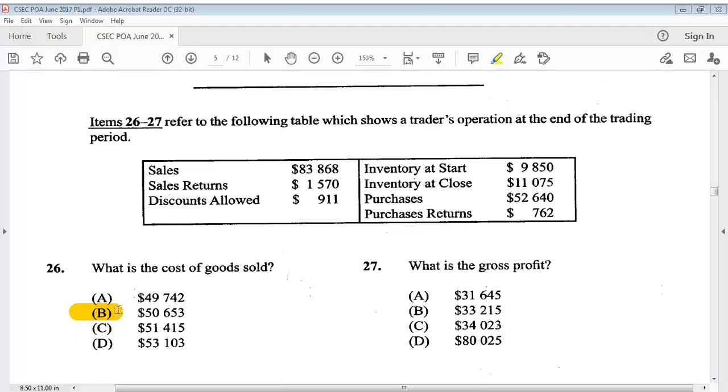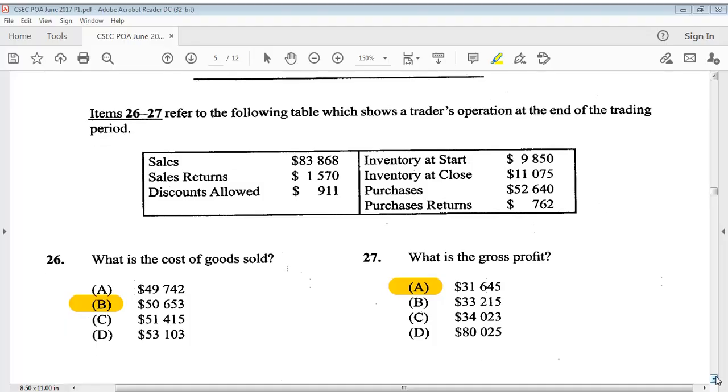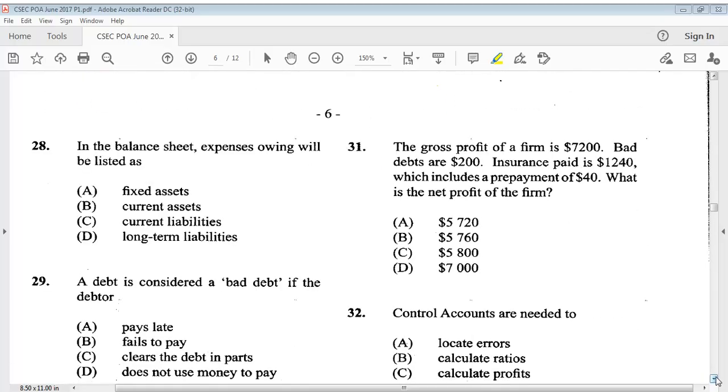27 says, what is the gross profit? We know to find our gross profit, we deduct our cost of goods sold from our total sales. Our cost of goods sold is 50,653, and we deduct that from total sales, 82,298. We get 31,644. So that is our gross profit. Let's go to 28.